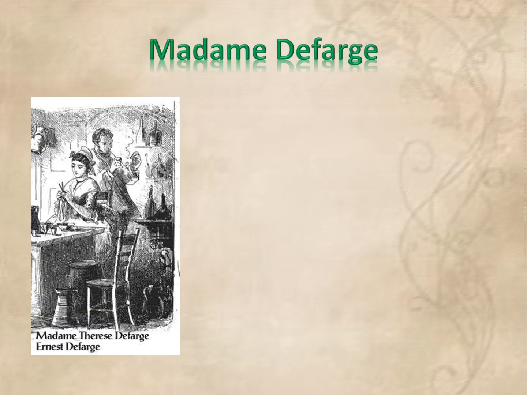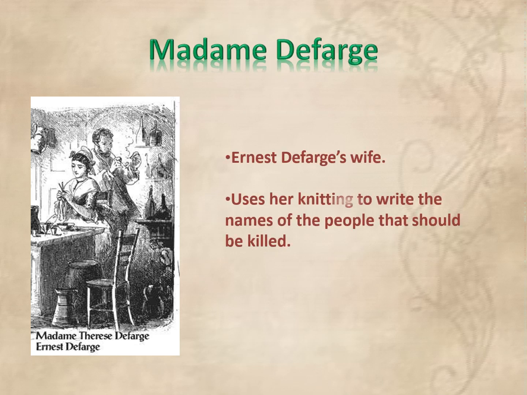Madame Defarge. Ernest Defarge's wife is called Madame Defarge. She uses her knitting to write the names of the people that should be killed. So, if you look in the novel, you will find her knitting all the time. She was knitting the names of the people who were going to be killed during the French Revolution.